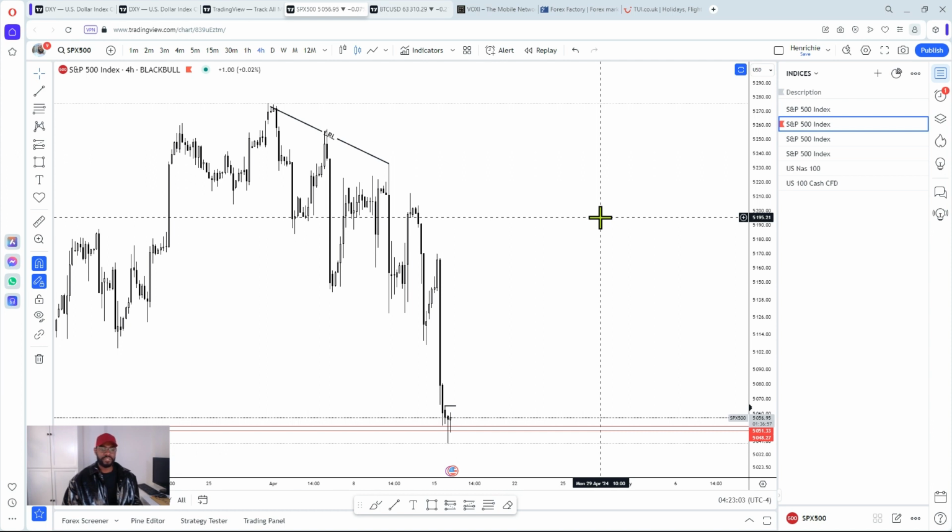So all I'm looking forward to now is to see a shift in market structure on the smaller time frame. Once I confirm that, I'm looking for buys to get into the market. So that is my analysis.